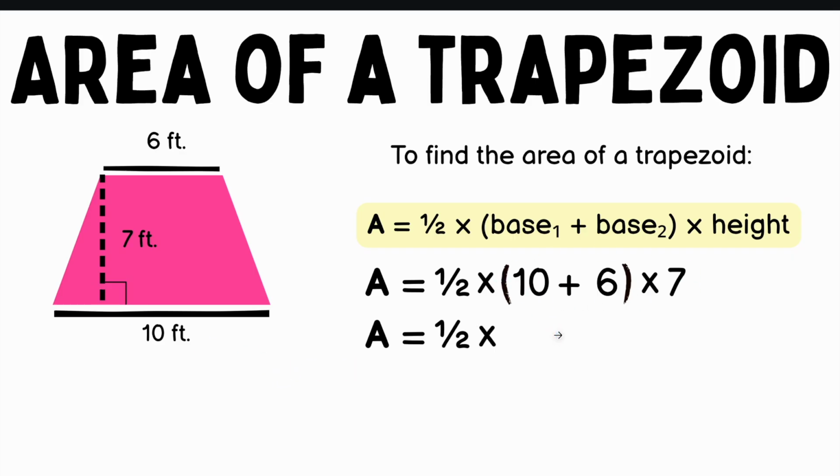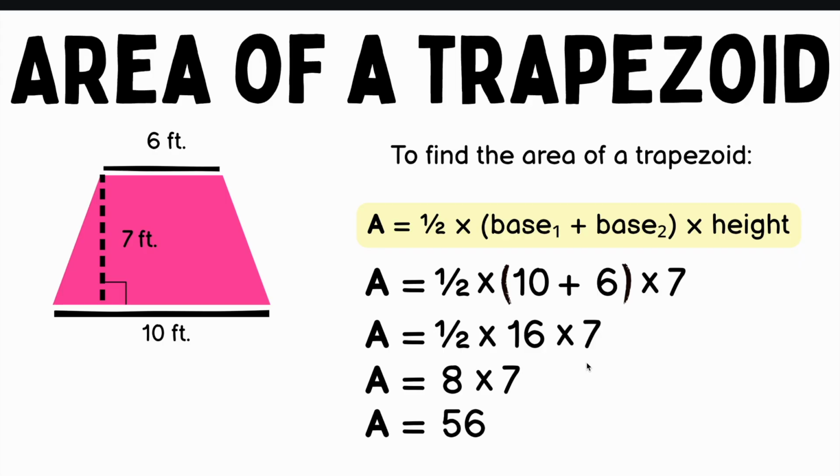Area equals half times, we know 10 plus 6 is 16, times 7. And now we have multiplication, so we can multiply in any order. Area is half times 16, which means half of 16, which is 8, times 7. That means the area is 56 feet squared. The area of this trapezoid is 56 feet squared.